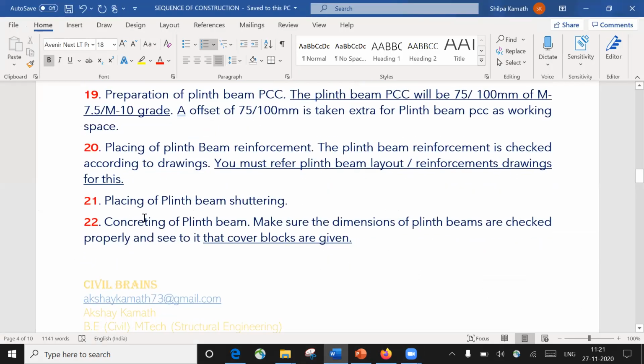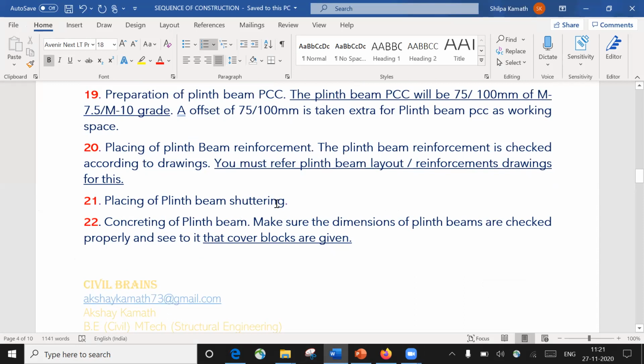So once the concrete, once that is done, this is done. Placing of plinth beam shuttering. Once the reinforcement is arranged, what do we have to do? Again, we have to do the shuttering for the plinth beam. Once the shuttering for the plinth beam is done, next is concreting of plinth beam. Make sure the dimensions of plinth beams are checked properly and see to it that cover blocks are given again. Before doing the concreting, make sure the cover blocks are given.